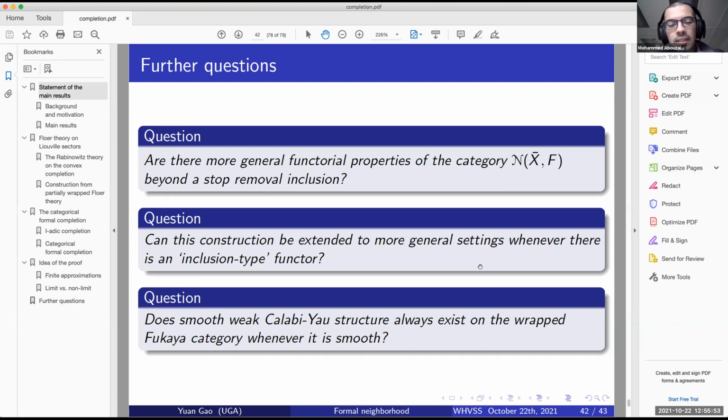Can I ask a different question about this last question? I'm a little bit confused by what the point is. Smooth, weak Calabi-Yau. I mean, what does smooth, weak Calabi-Yau structure mean? Sorry. Okay. So look at the wrapped Fukaya category. It is smooth. Yes.